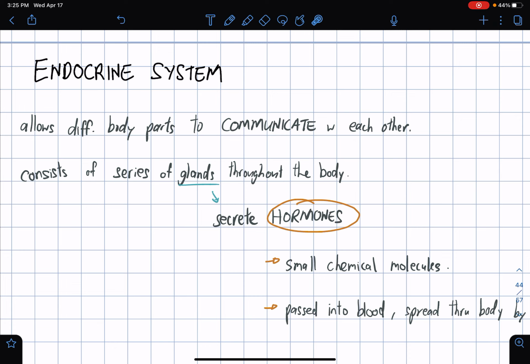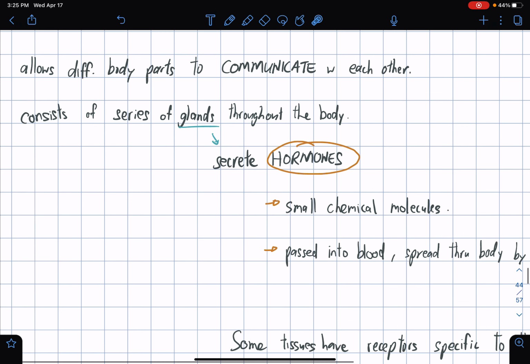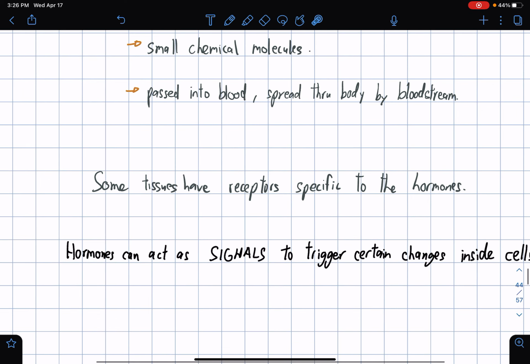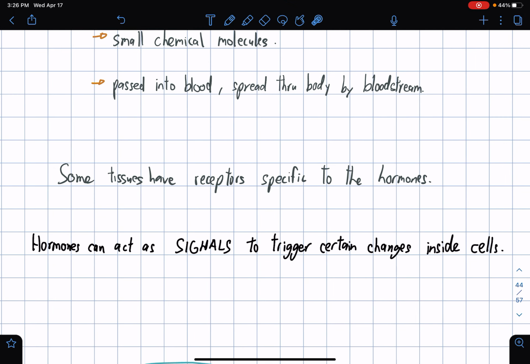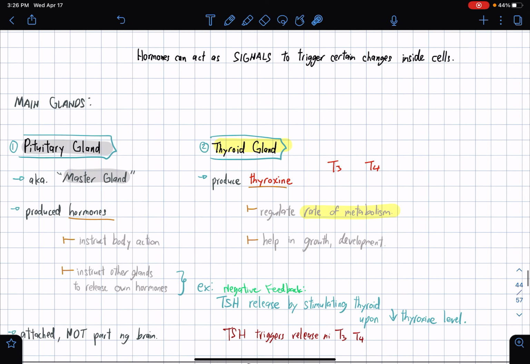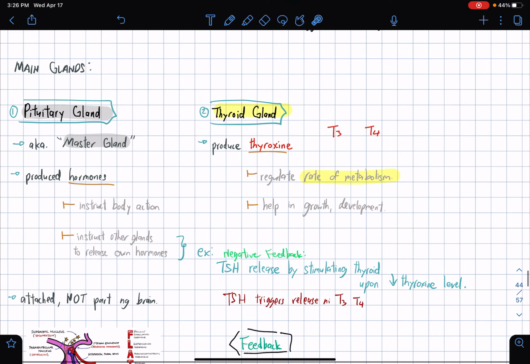The endocrine system consists of a series of glands throughout the body, and these glands are responsible for the secretion of hormones. So what are these hormones? These are small chemical molecules. They are passed into the blood and spread through the body by the bloodstream. Some tissues have receptors that are specific to the hormones, and these hormones can act as signals to trigger certain changes inside cells.